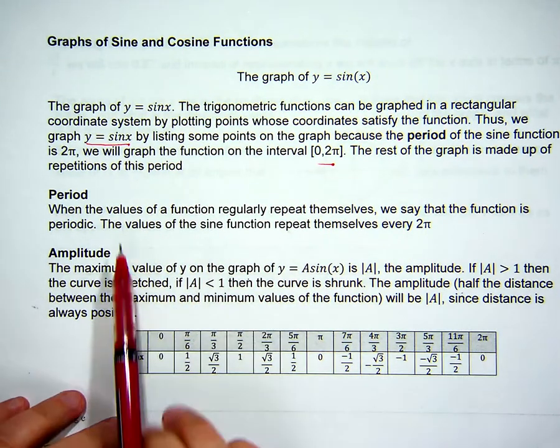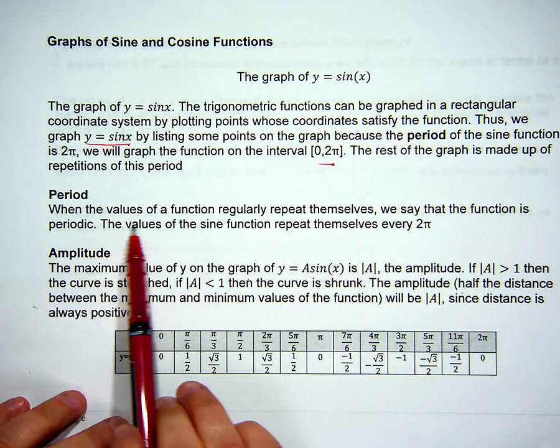Again, the idea of a period is when values of the trig function regularly repeat themselves. We say that the function is periodic, and the values of the sine function actually repeat themselves every 2 pi, or after every whole rotation around the circle.